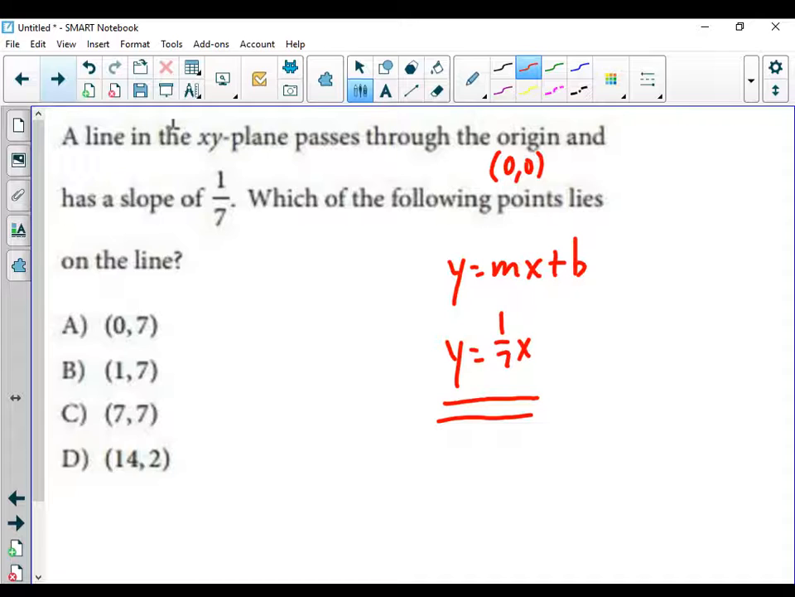So I'm really looking for the equation y equals 1/7 x. I might go through and test all the points and see which ones work. For instance, (0, 7). If I put 7 in for y and 0 in for x, is that actually true? That one's not true, so I can eliminate A. If I put 1 in for x, that's 1/7 times 1, which is 1/7. That doesn't equal 7, so that's out. If I put 7 in for x, 1/7 of 7 is 1. That doesn't equal 7, so that's out. If I put 14 in for x, 1/7 of 14 is 2, and that's why this is the point that works.